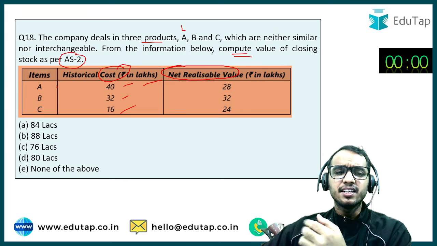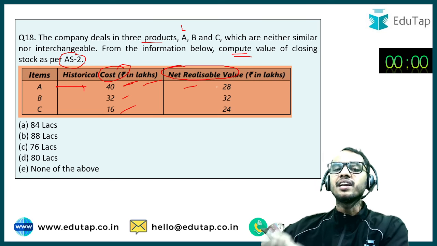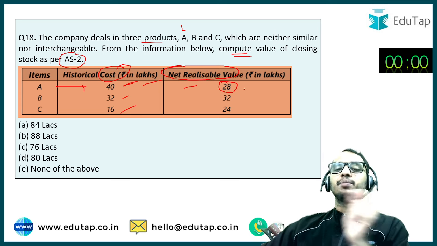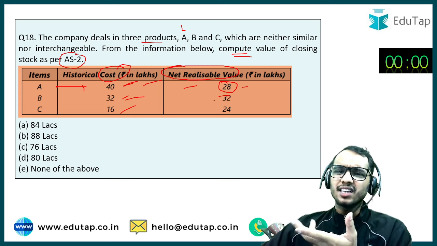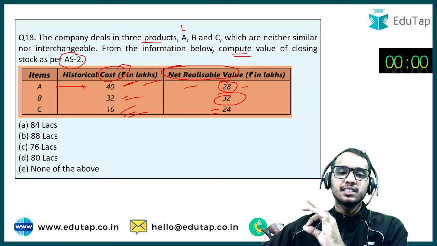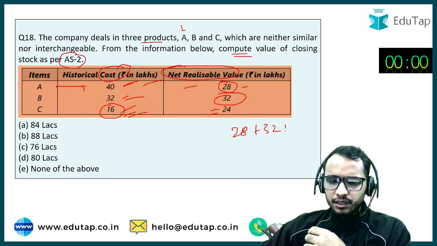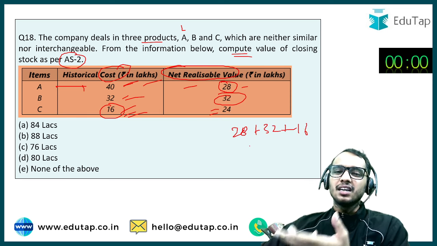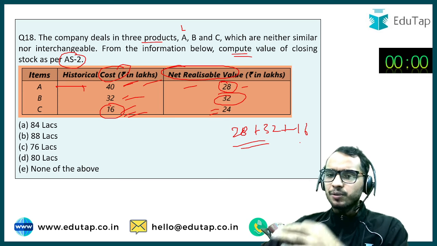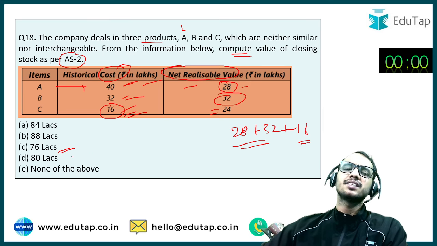Again very easy. For item A, which is less, historical cost or net realizable cost? 40 or 28? It is clearly 28. So we are going to take for item A 28 value. For item B, 32, 32, they are same, so you can take any value. For item C, 16 or 24, which is less? 16 is less. So you are going to add 28 plus 32 plus 16. Very easy. This will become 28 plus 2 is 30, 60. 60 plus 16, 76 lakhs. So the answer would be option number C, 76 lakh.